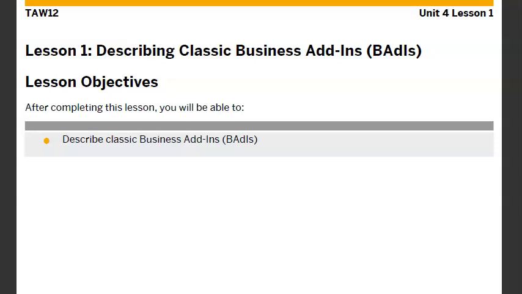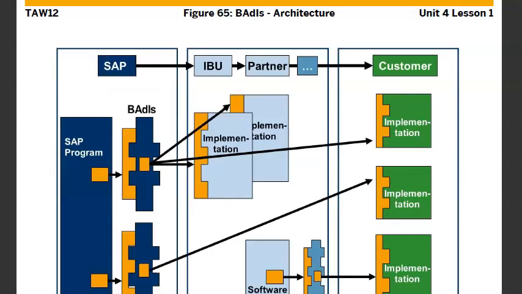So, describing the classical business add-ins, how do we do that? Let's see how a business add-in actually works. If you have a SAP standard program, in the standard program we'll find a business add-in definition. Just like we have a class definition and class implementation, we'll have a business add-in definition and a business add-in implementation. The business add-in definition will be found in the SAP program, and we'll see how to find them in later sessions.